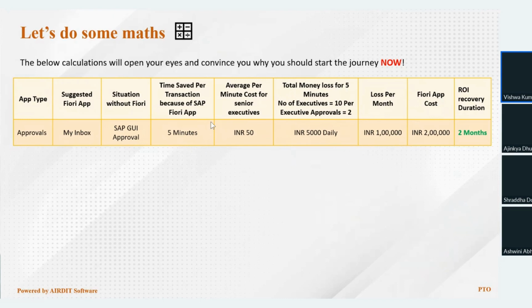Per month you are basically losing 1 lakh rupees. And let's say we talk about implementation of My Inbox with all the push notifications, everything all together. The average cost will be charged like INR 2 lakh. So within 2 months, ROI recovery can happen. So you can imagine, by not taking this decision on time related to Fiori implementation, how much money you are actually losing.